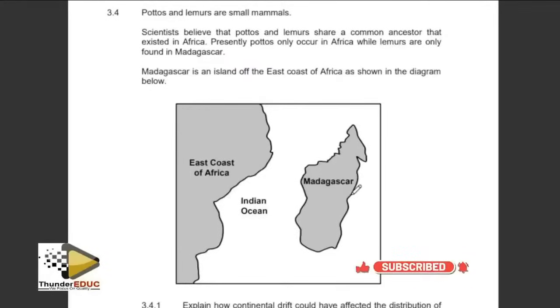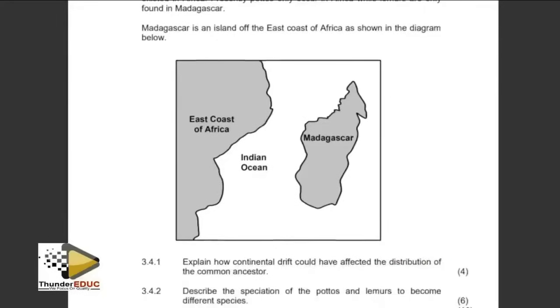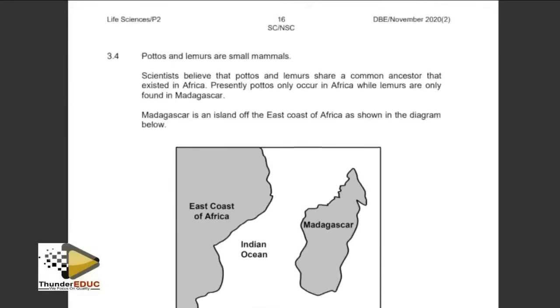Don't say that there was one population of Poto and Lemas. They have not yet become Poto and Lemas. No. So they have not yet become those new species. You have to start with what they started with. There was one population of these animals which shared a common ancestor. Yes? And then what happened? The population was divided into two subpopulations by a geographical barrier. What is the geographical barrier here? Ocean. So you don't need to tell us geographical barrier. Tell us the ocean. If it is a river, tell us the river, unless the question is just open.